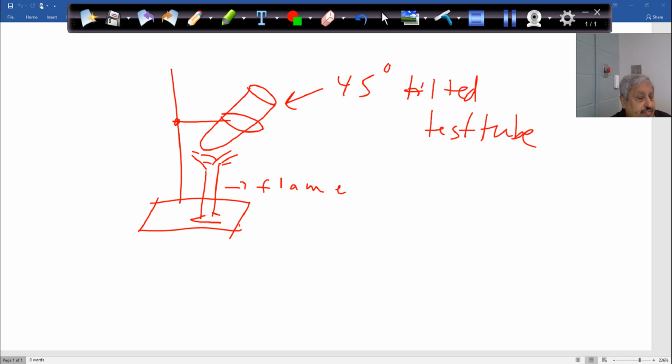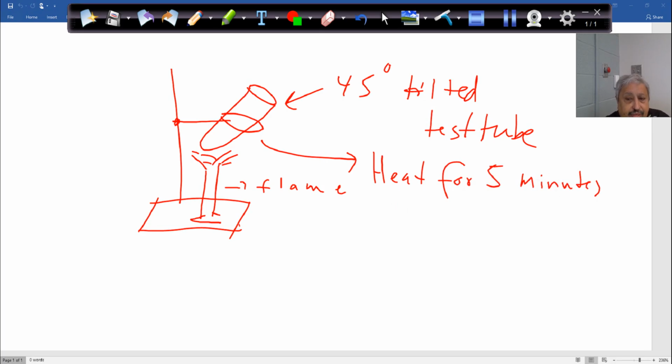So first thing is, listen guys, I have fingerprints, I have moisture inside this tube, a lot of impurities. I have to heat this one first. What I have to do, heat for 5 minutes. Then you cool it down. Okay? After cooling it down, you have to wait.